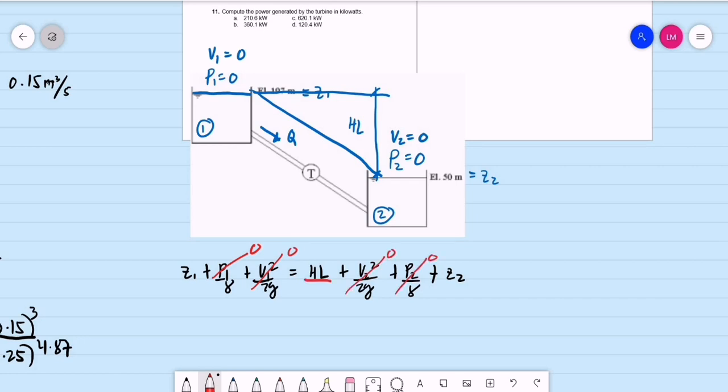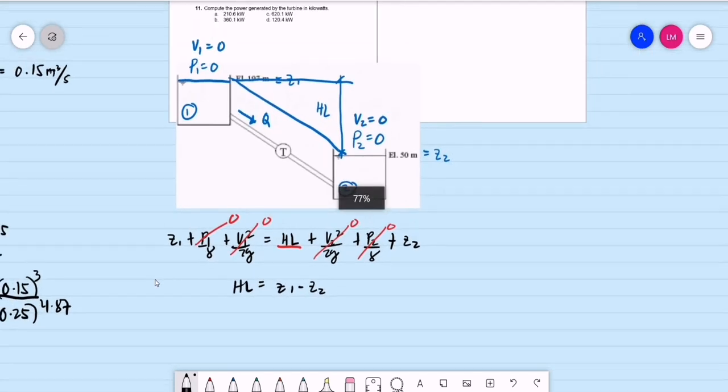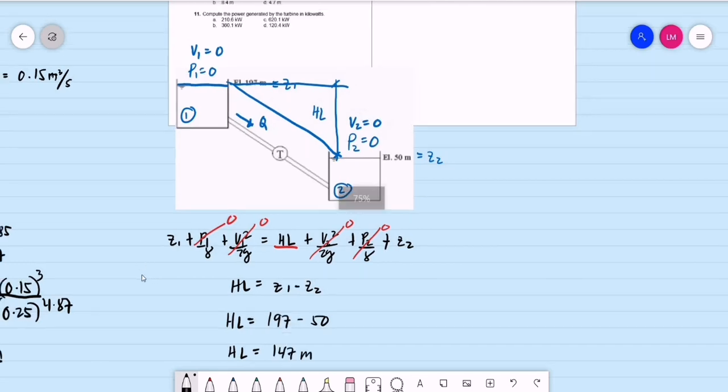So again, for reservoirs, pressure is equal to 0, velocity is equal to 0. So if we are to compute for the head loss, it is simply equal to the elevation of the first reservoir minus the elevation of the second reservoir, so basically the difference in elevation. The total head loss is equal to 197 minus 50 meters. So the total head loss will now be equal to 147 meters.